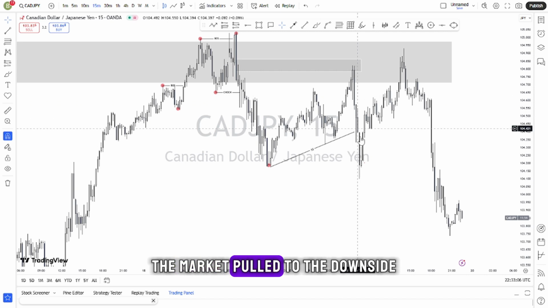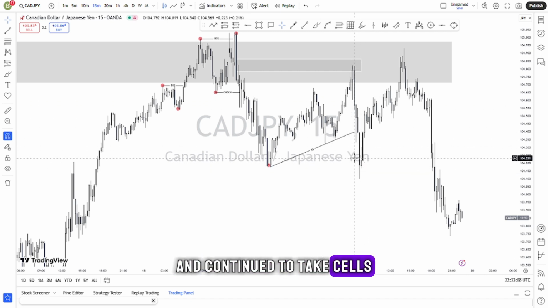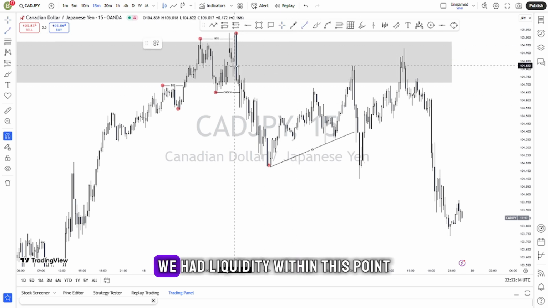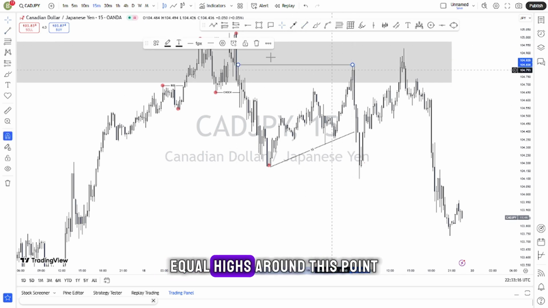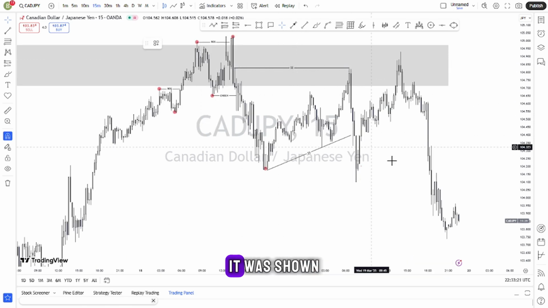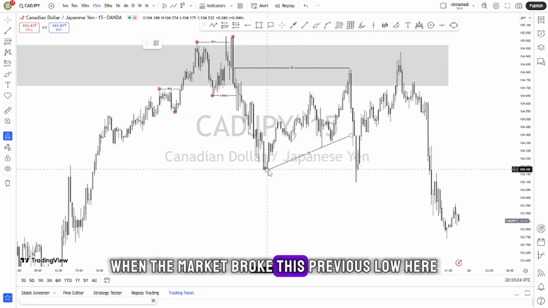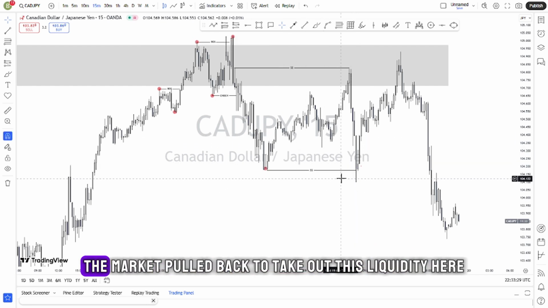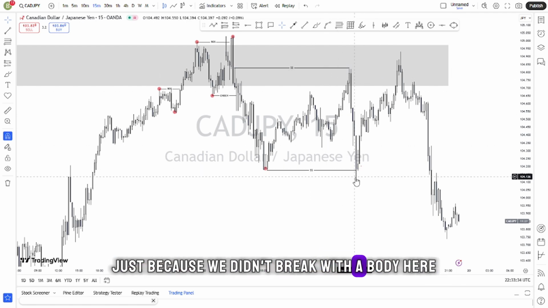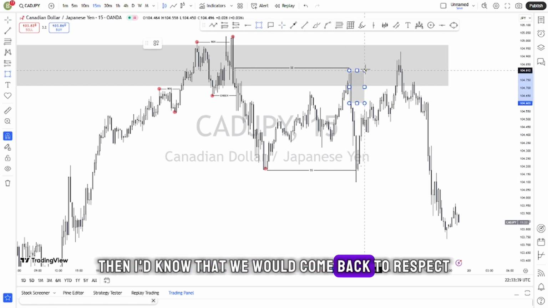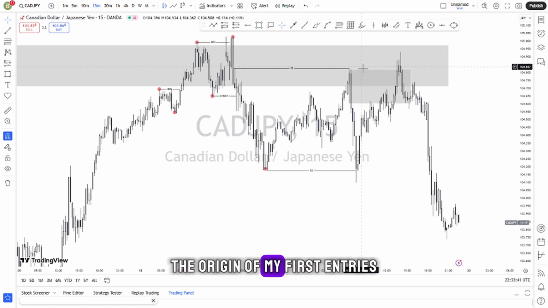As you can see here, the market continued to take sells, and then it pulled back. Pulling back, we had structure, or liquidity, within this point, equal highs around this point. The liquidity was shown when the market broke this previous low here. We broke it with a weak creation. That is why, guys, the market pulled back to take out this liquidity, just because we didn't break with a body here. If we had broken with a body, then I know we would come back to respect the origin of my first entries.